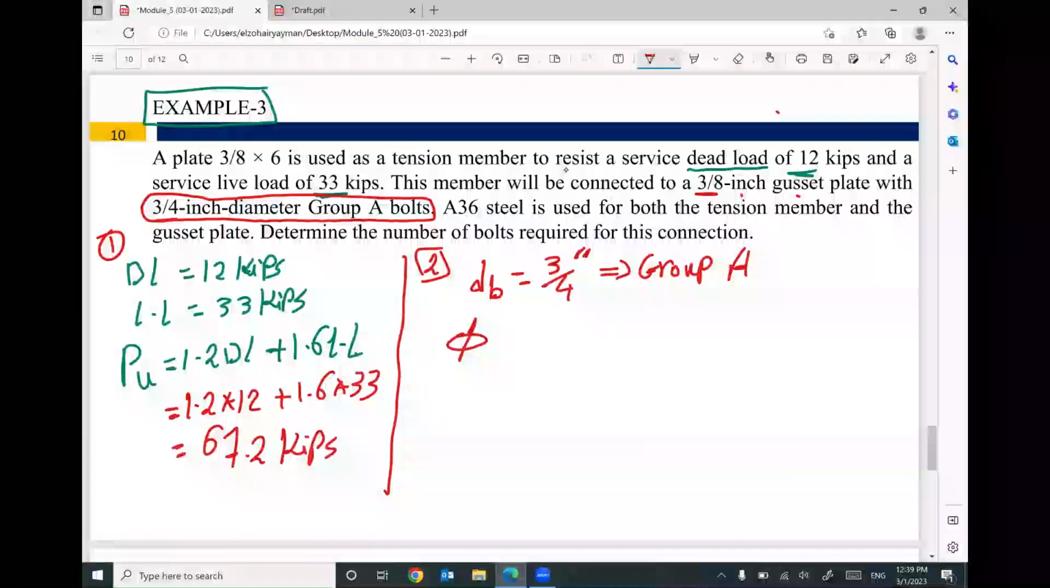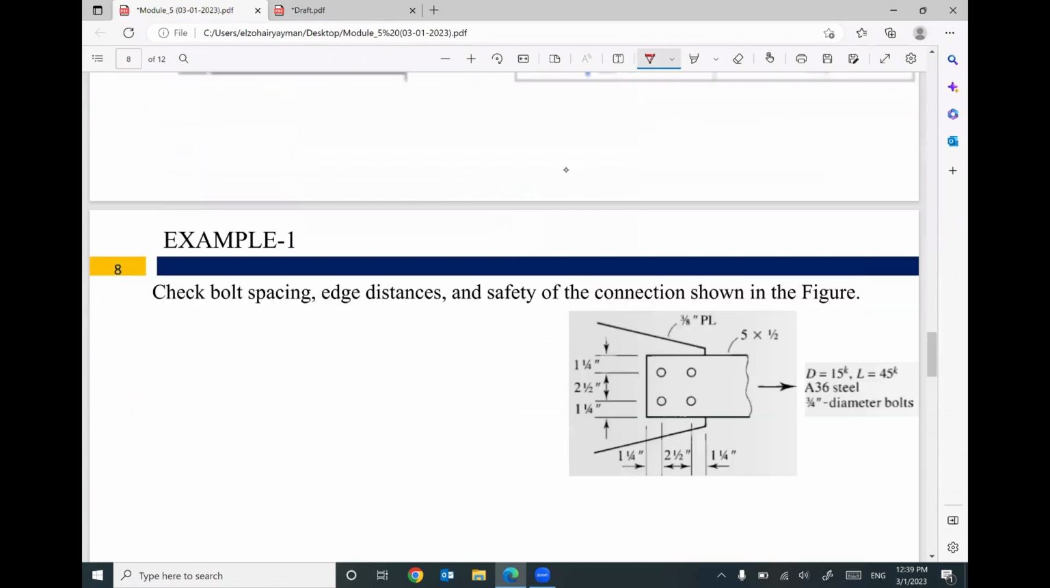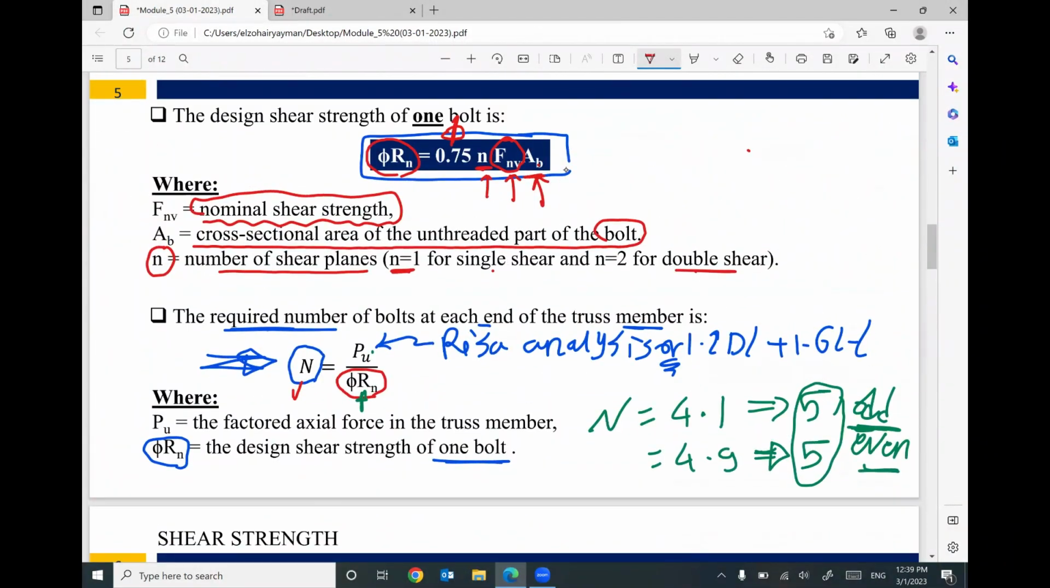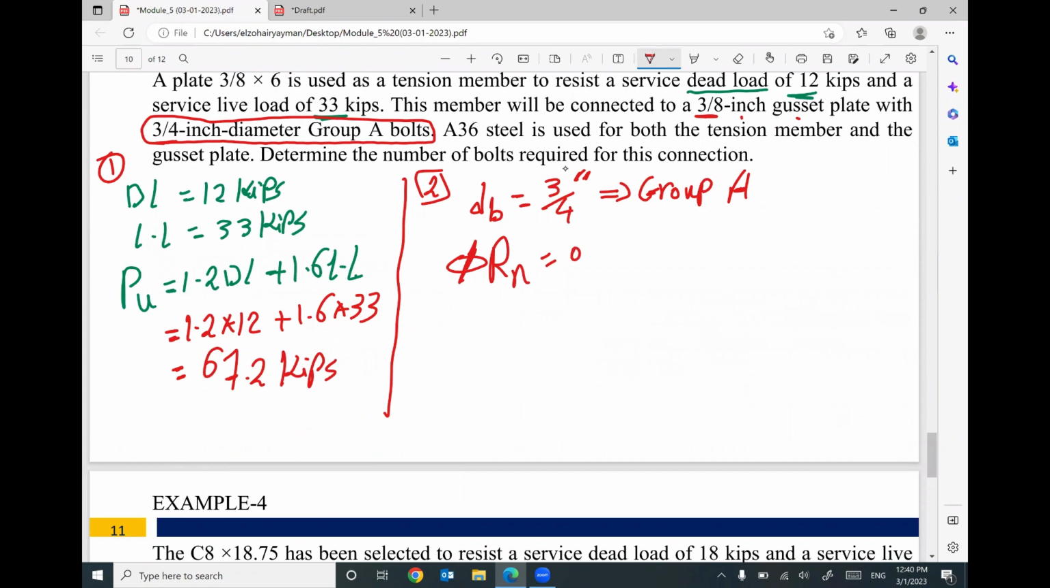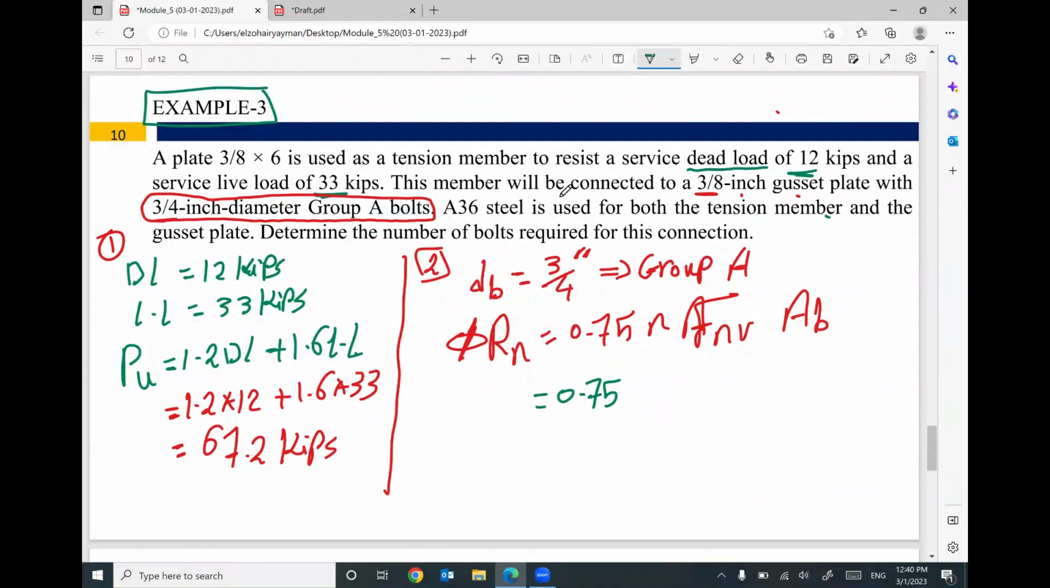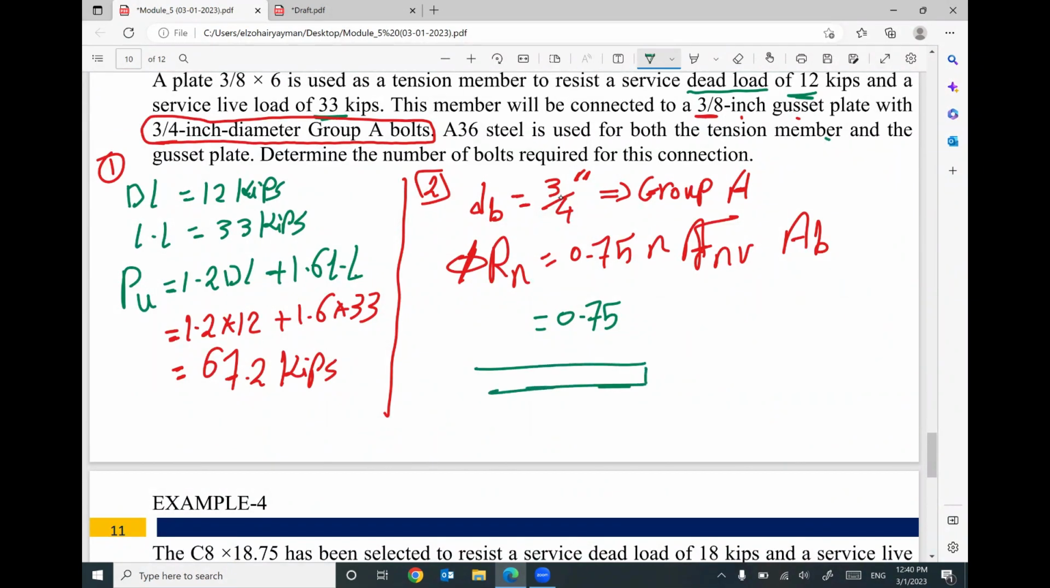Okay, I need first to figure out the design shear strength of your bolt. So I need to figure out this expression. Phi Rn equals 0.75 times F nv times area of bolt. Since the problem did not say anything about double shear or anything, we just have this plate connected to another plate with bolts. So it looks like we have single shear. It's a single shear. So your value of N equals 1.